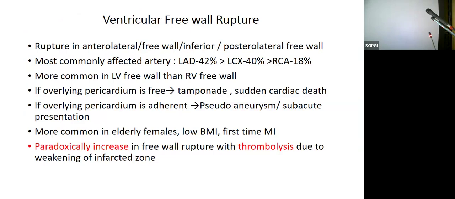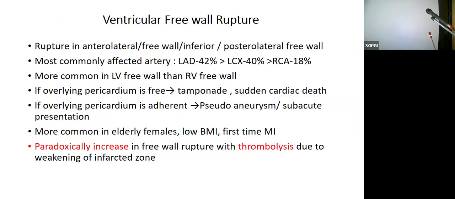The last entity is ventricular free wall rupture. Now, this is a very rare entity because most of the patients don't make it to the hospital. It is like a rupture in a balloon. So when the free wall ruptures, the blood seeps into the pericardium, creates tamponade, and there is sudden death. So now here the survival depends on whether the pericardium is free or it is adhered to the myocardium.